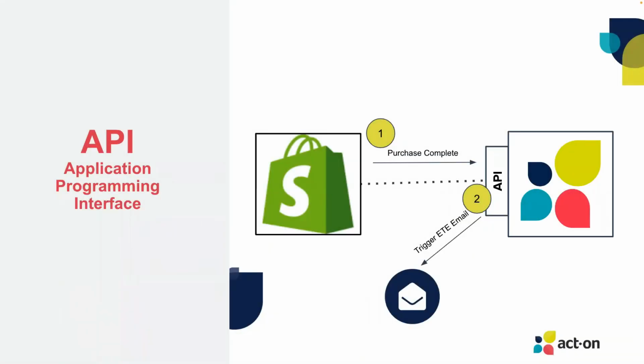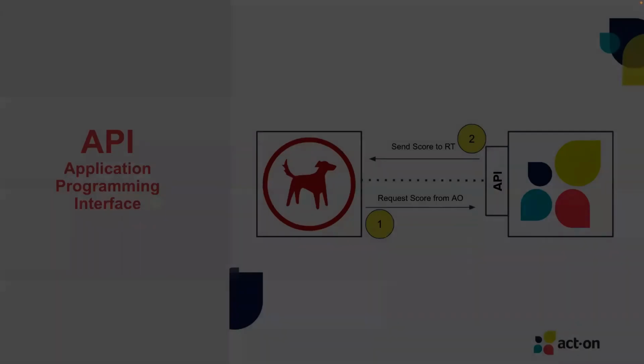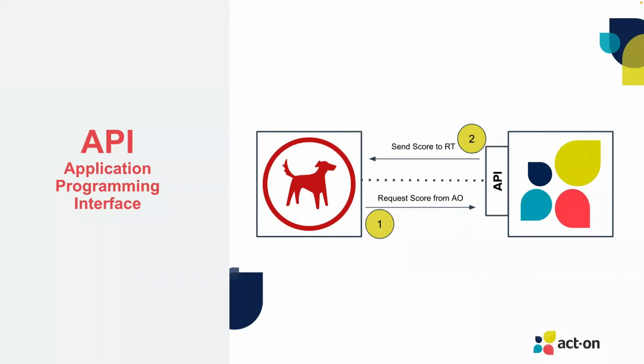One of the actions an external API can trigger from Acton is an event-triggered email. In this scenario, there is custom code developed to trigger a commercial email from Acton when a purchase is completed in Shopify. In this other scenario, Acton's API is being requested to return to Redtail CRM the behavior score for a given contact. Now, this is a very high-level visual of the data flow between these two applications.